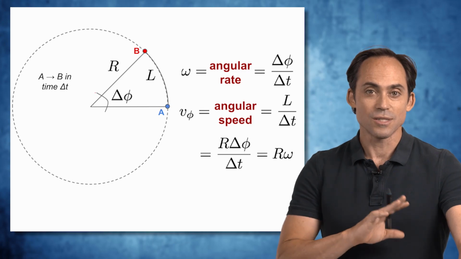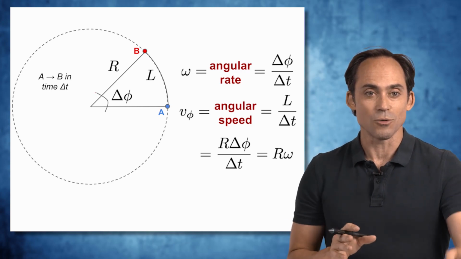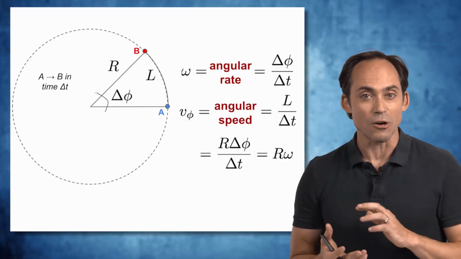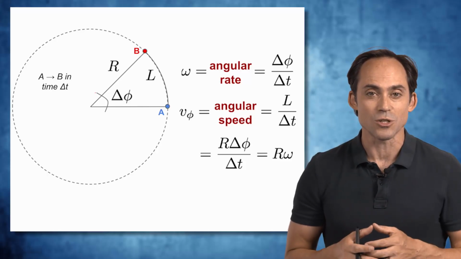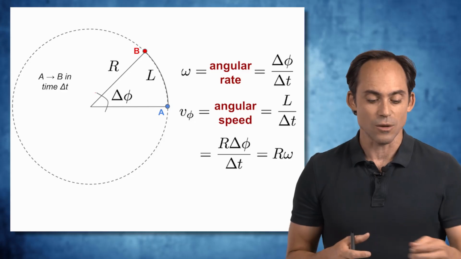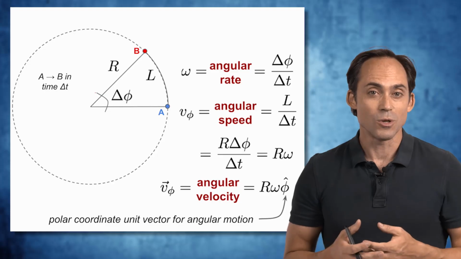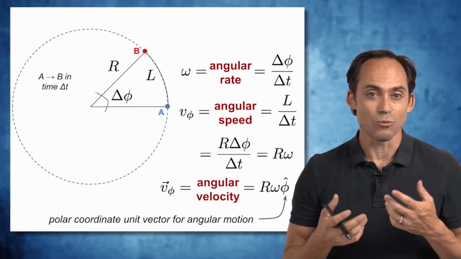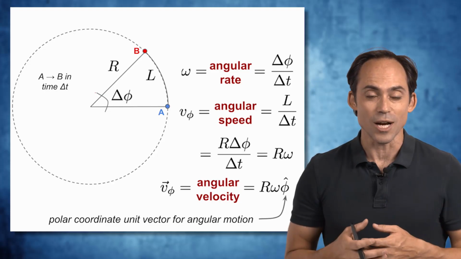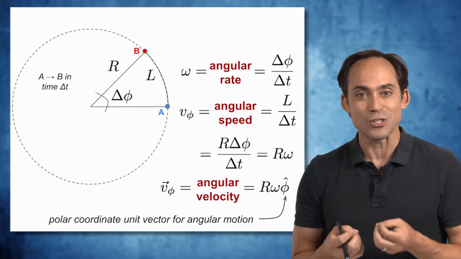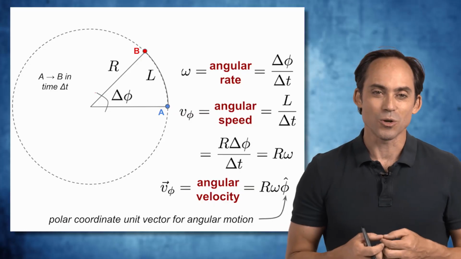Now, those are scalar quantities. They don't necessarily have direction, although you may want to specify the direction being clockwise or counterclockwise. And we'll talk a little bit more about rotational direction when we get to rotation at the end of the course. But we do have an actual angular velocity, which indicates the direction of the motion in that angular direction, and it's just equal to angular speed times an angular direction unit vector, which we're going to call phi dot.